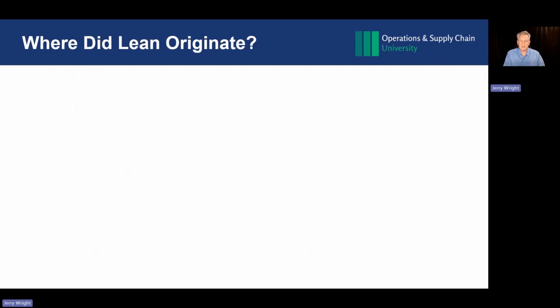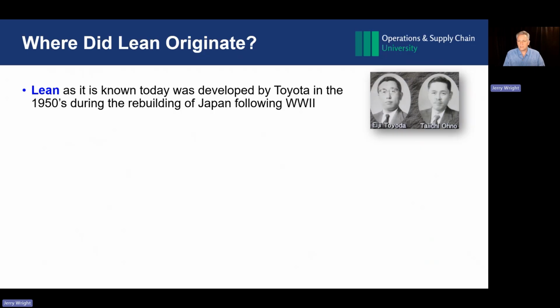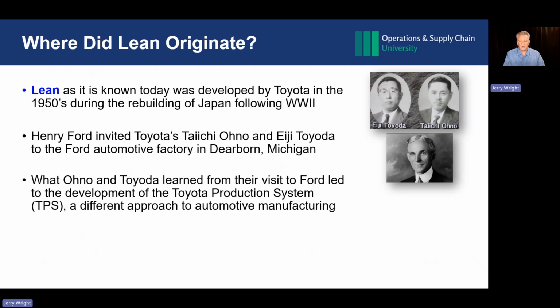So where did Lean originate? Lean's been around a long time. Lean as we know it today was developed by Toyota in the 1950s during the rebuilding of Japan following World War II. Eiji Toyoda and Taiichi Ohno were both invited by Henry Ford to go visit the Dearborn Ford Automotive Factory in Michigan. Now, when they got there, they were pretty surprised. At the time, Ford was producing about 8,000 cars a day, and yet Toyota was only making about 500. The Ford workers were approximately 10 times more productive than the Toyota workers.